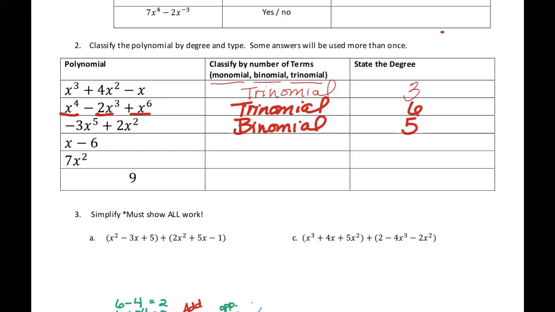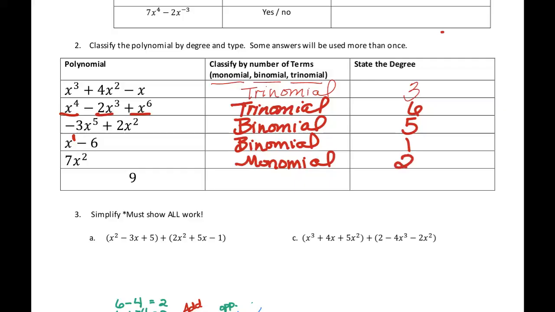And what about the next one? Monomial, binomial, or trinomial? Binomial, because it has how many terms? 2. What's the degree? 1. Yes, this is an x to the first. 7x squared, what do we call that? What is it? Monomial, yes, 1 term. What's that degree?